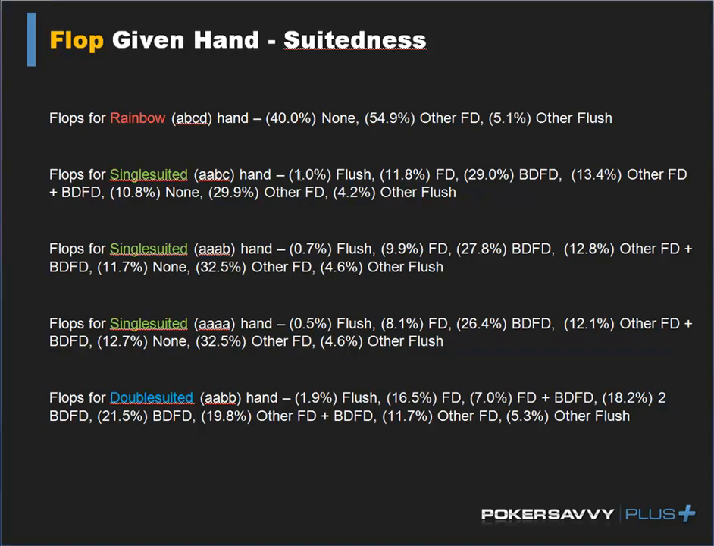And then double suited, basically all of the numbers double, plus there's this extra little bonus. Of the 23.5% of hands that have at least one flush draw, that includes paired boards, so knock it down to about 20 if you just look at the unpaired boards. About a third of those give you also a backdoor flush draw, which is obviously a nice extra piece of equity. All right, so that's flop given hand suitedness.